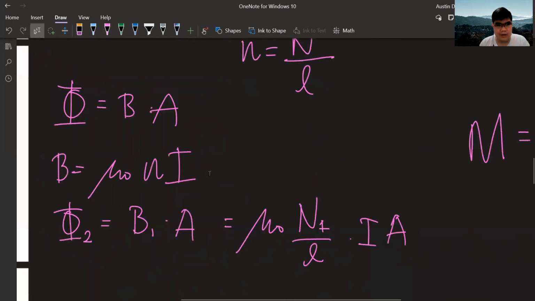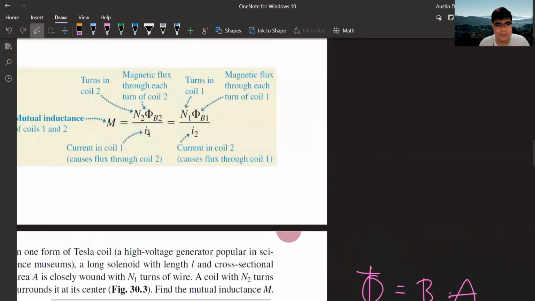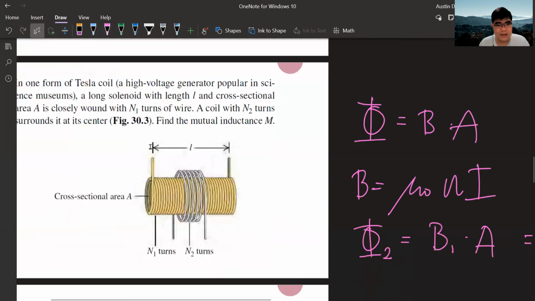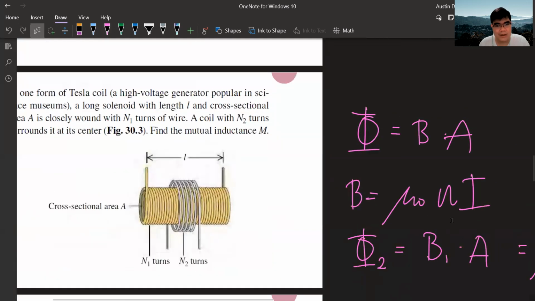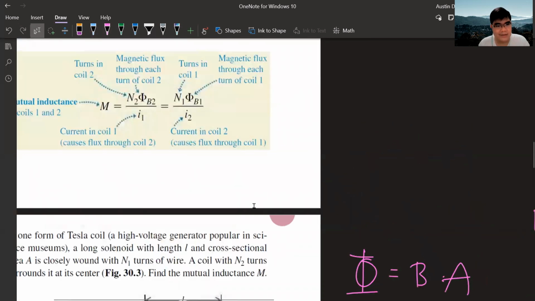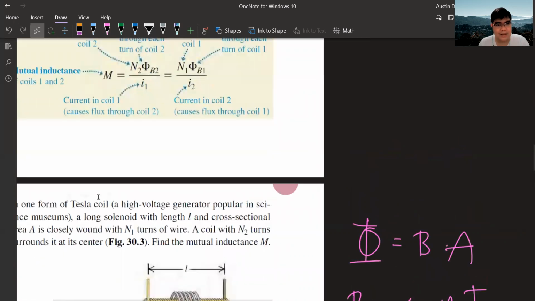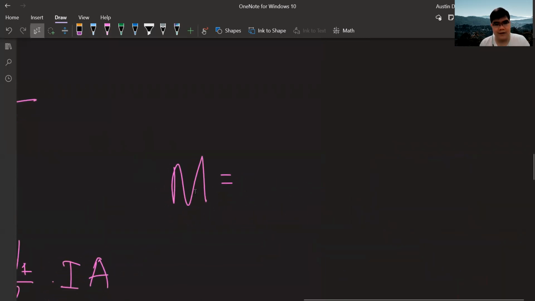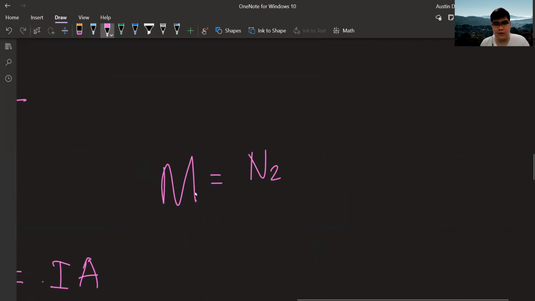Alam na natin si number of turns. Alam natin yung, well, suppose natin may current na lang tong si I1, capital I. Di ba? You can always do that. And then, let's just plug the things we know. Okay?